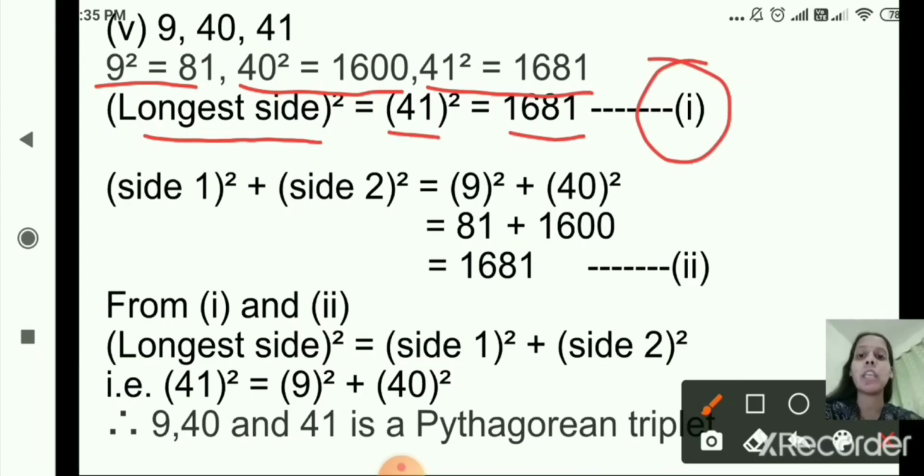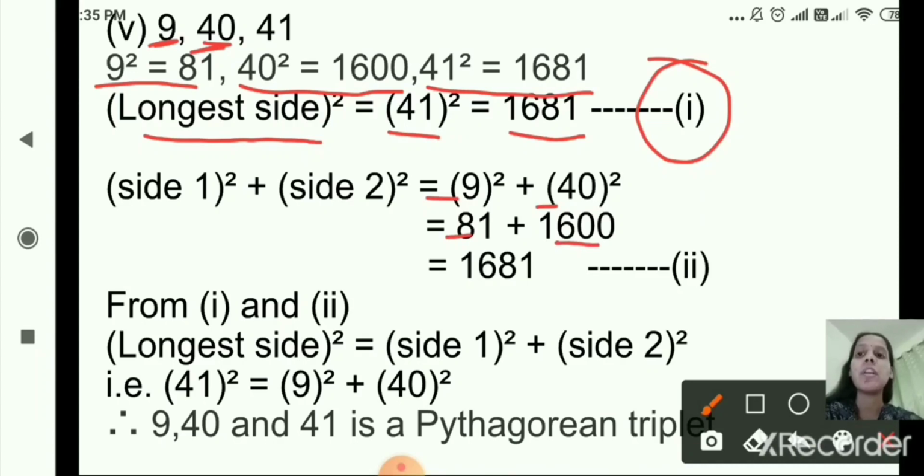Now what is the second statement? How will you find the second statement? Side 1 square plus side 2 square, or the sum of the squares of the other two sides. Now side 1 square and side 2 square. Which is side 1? That is 9, and side 2 is 40. So 9 square plus 40 square. 9 square is 81 and 40 square is 1600.